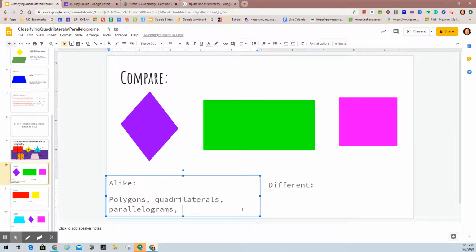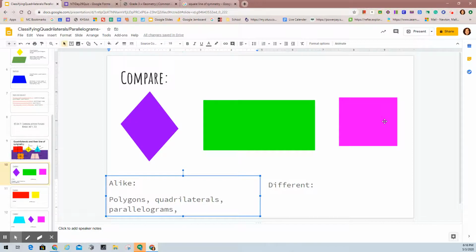Now we've got to say, are they all the same shape? Would I classify all of these as a rhombus, a rectangle, or a square? No, they're not all the same shape. Do they all have acute angles? No, they do not. I know that my rhombus has obtuse angles and acute angles, but my rectangle and my square only have 90-degree angles. So they don't have any of the same angles. They don't all have right angles.